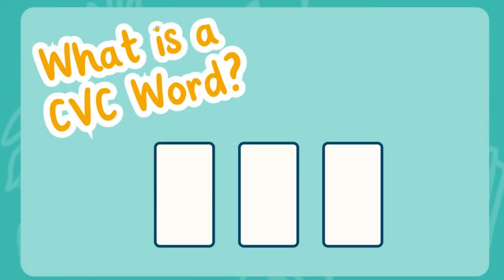Today, we're learning all about CVC words and how to blend them. A CVC word has 3 letters. You blend them together to make a word. For example, C-A-T. C-A-T blend together to make cat. You have a consonant, a vowel, and a consonant. That's why it's called a CVC word.